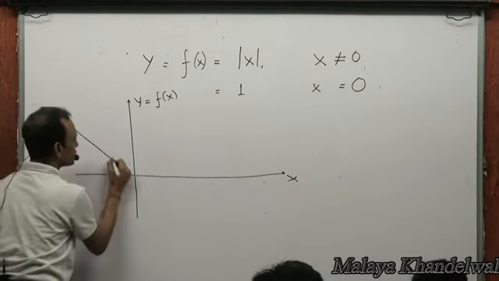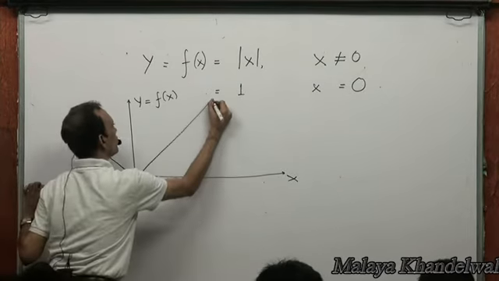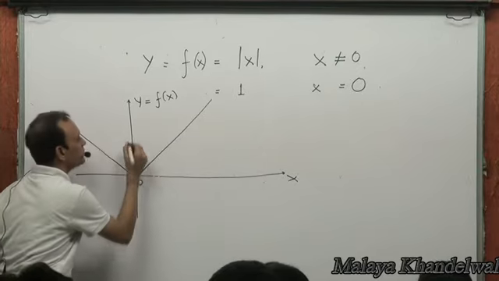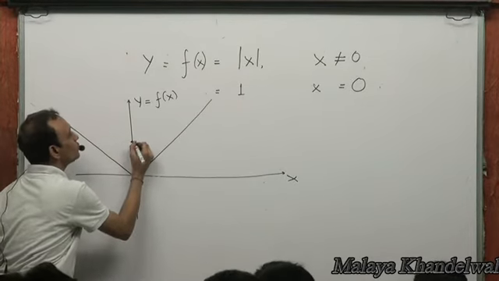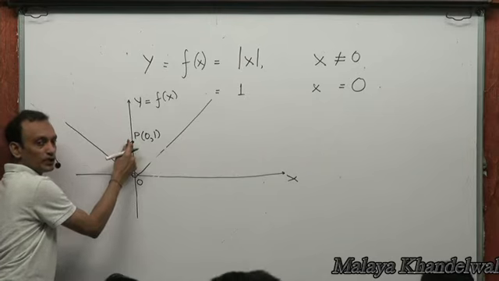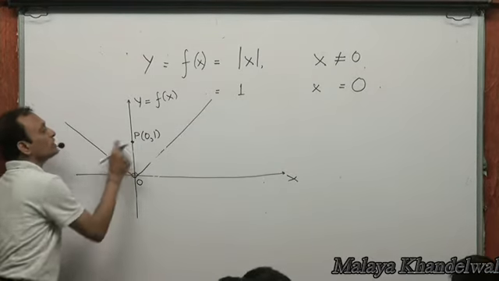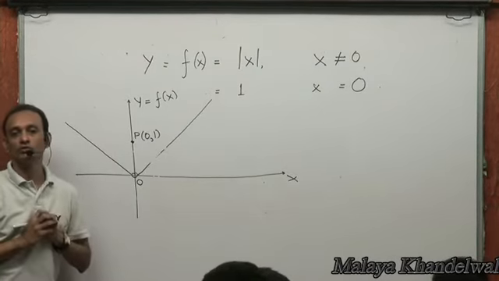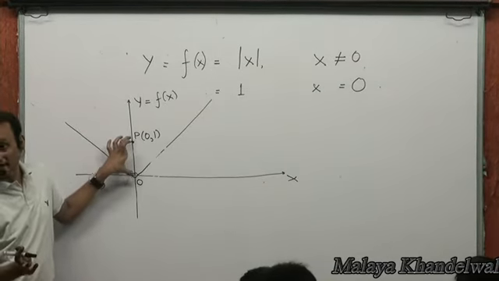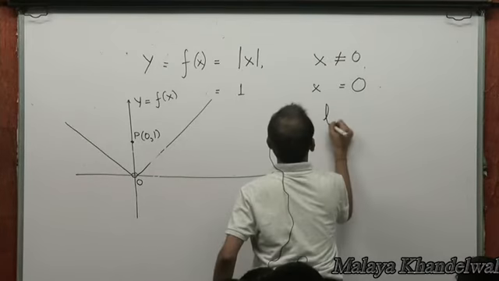So except x equal to 0, it goes as y equal to mod x, right? At x equal to 0, y becomes equal to 1. This is a point on the graph of the function, right? Now what does the function have at x equal to 0? It has a local maximum at x equal to 0. Do you realize that?